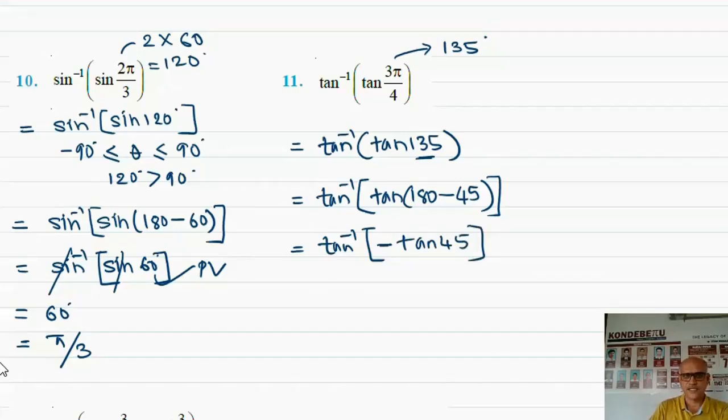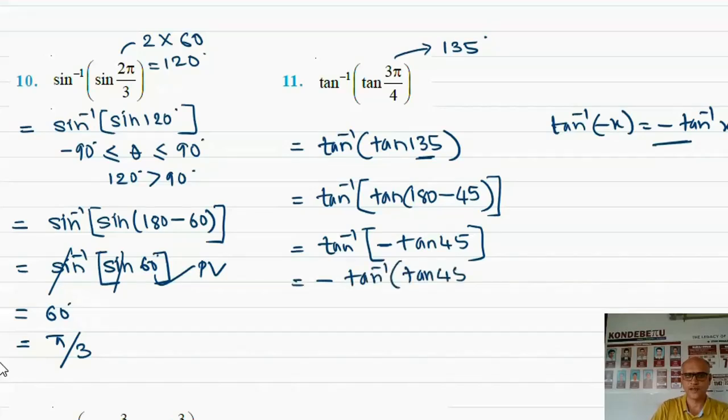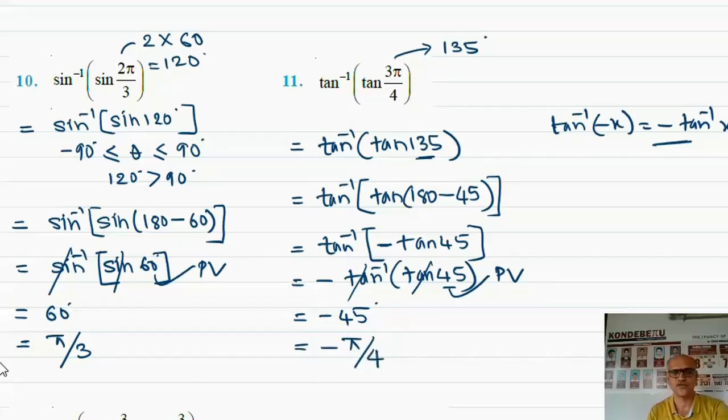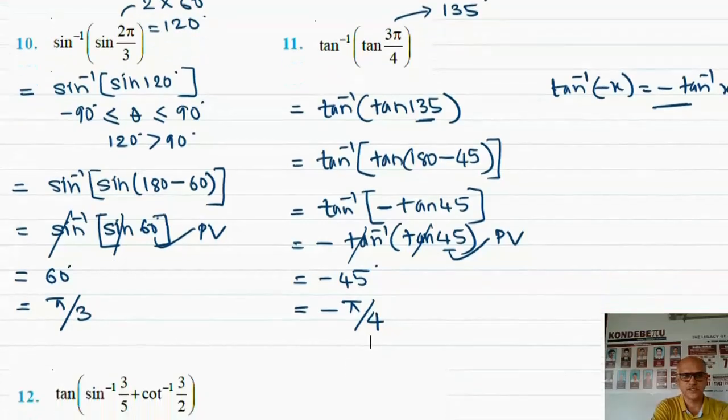So we will have minus tan 45. When a minus comes here, we cannot directly cancel. Tan inverse of minus x is minus tan inverse x, as we proved at the start. So the minus comes outside: minus tan inverse of tan 45. Now this 45 is the principal value. Tan inverse tan cancels. Minus 45. 45 in radian is pi by 4. So the answer is minus pi by 4. Clear? Next, let us see.